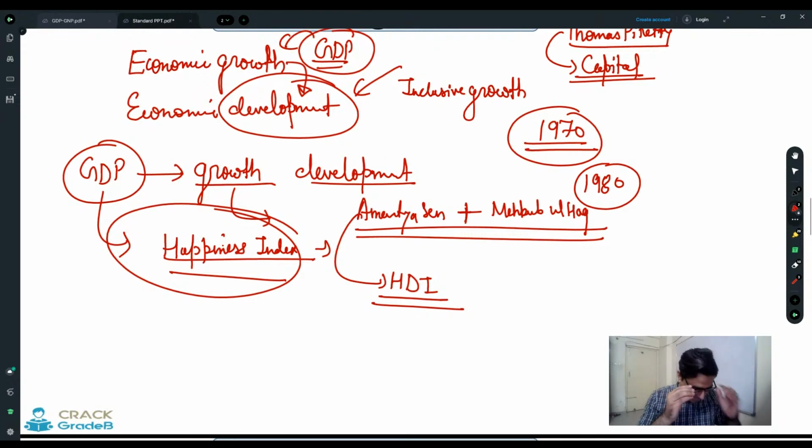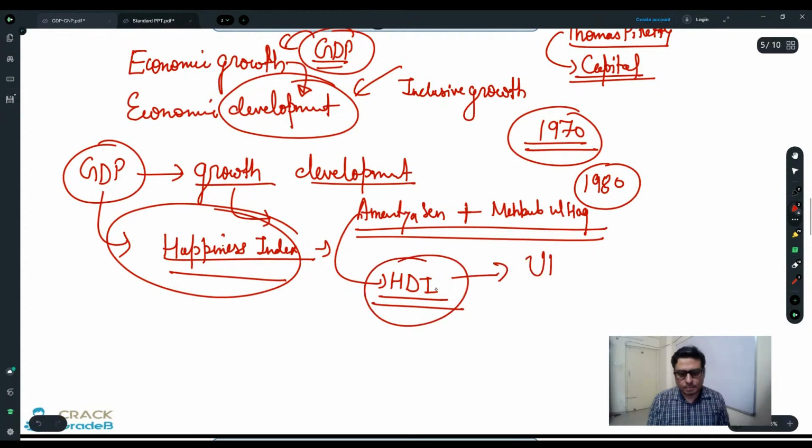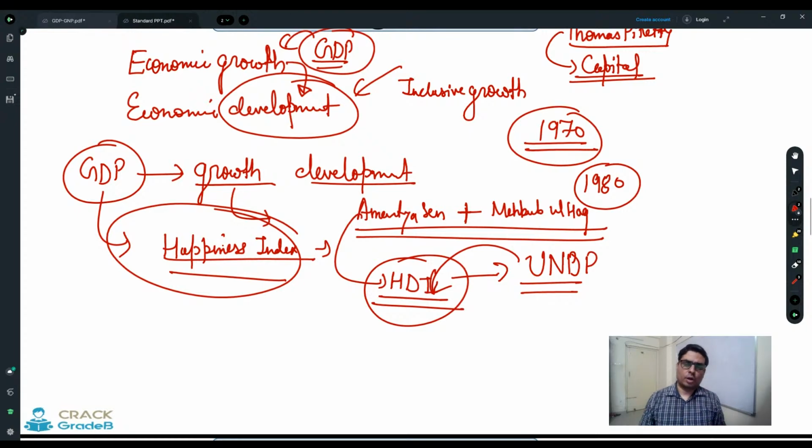Okay, so HDI was devised by Amartya Sen and Mahbub ul Haq, and the United Nations Development Programme, UNDP, opted for HDI as an index for calculating economic growth and development in place of GDP. So UNDP publishes a report every year. They do not publish a report of GDP. They publish the report of the Human Development Index every year. Right. Okay.